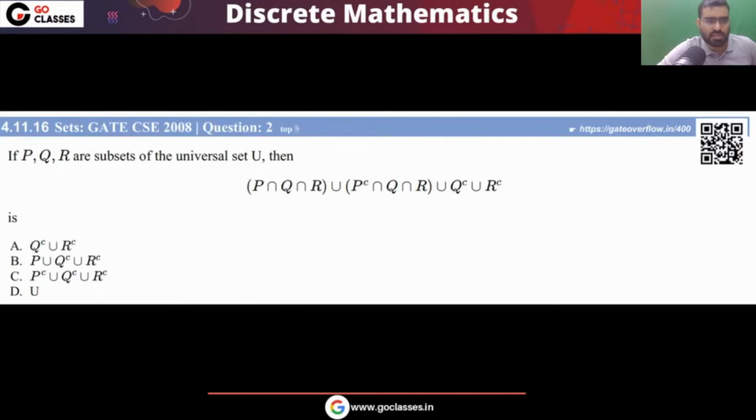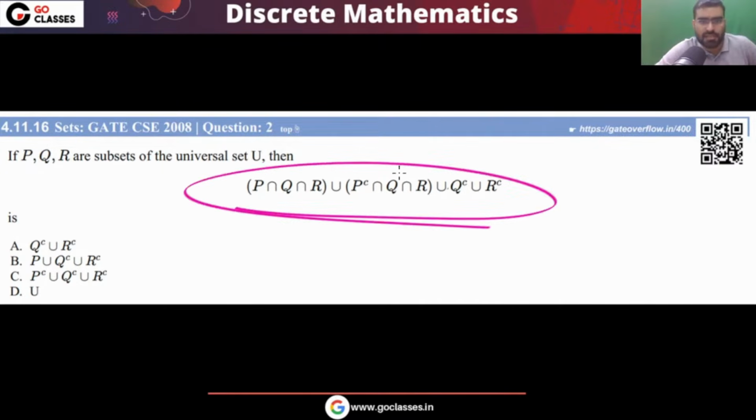Let's see this question. This is a GATE 2008 question. Can you try this? Don't see the question like a movie. Solve the question with me. I am also solving, you also solve. So again, a very simple question. You have 3 sets P, Q, R which are subsets of the universal set U. The question has given the universal set, that is U, and these are the subsets of the universal set. Now the question is asking, what is this set?